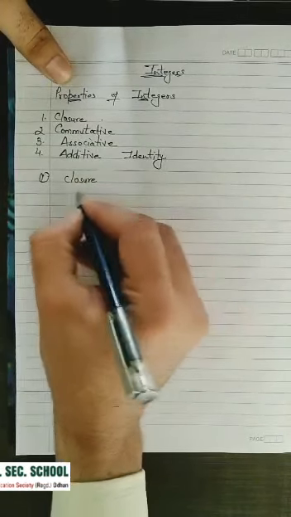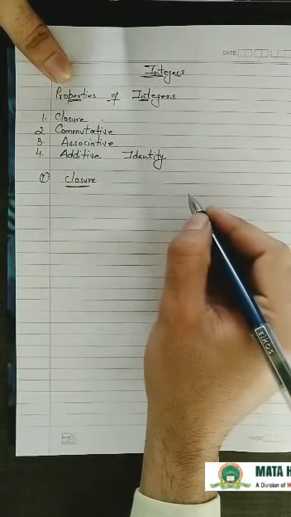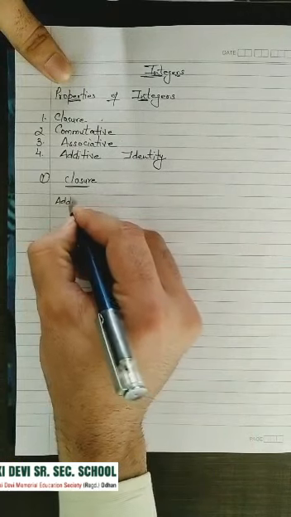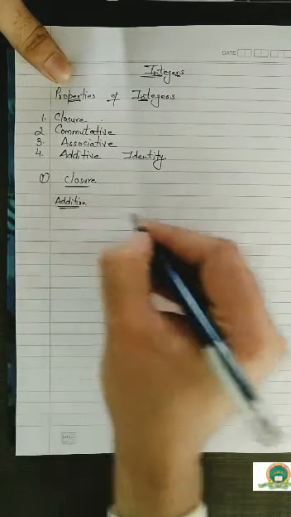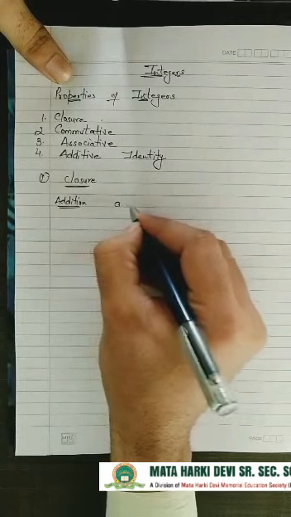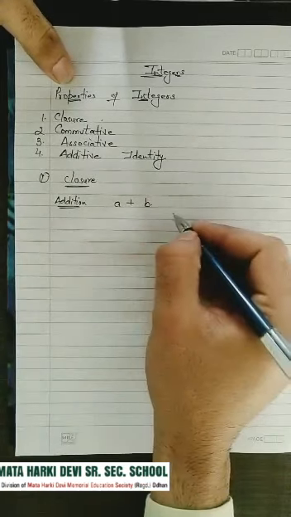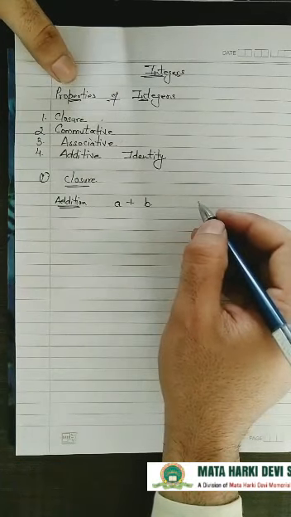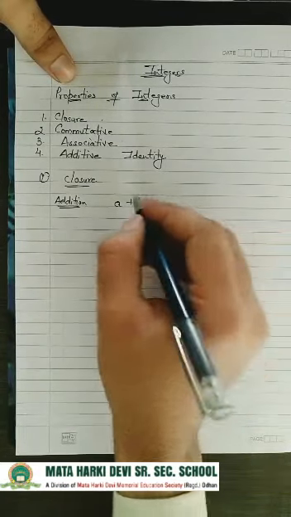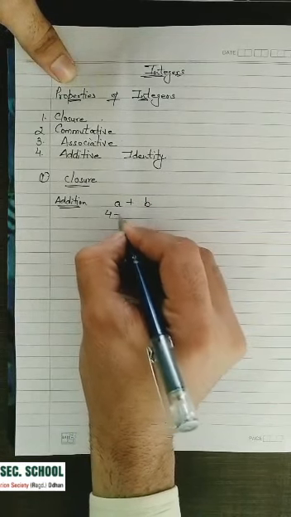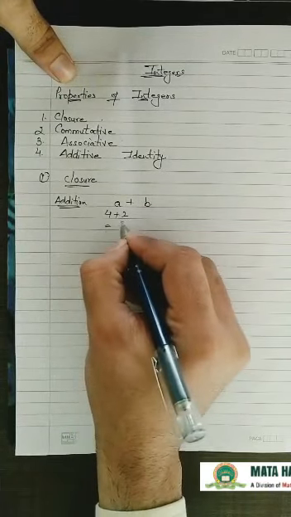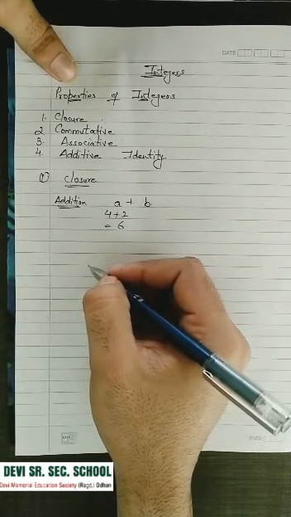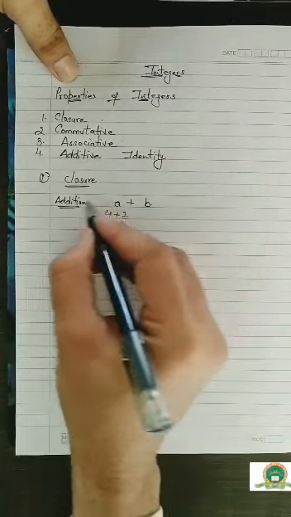So this property basically depends on the result. So for addition, let us check for addition. If I add two integers, what will be the result? Is it an integer or not? If the result is an integer, we can say this property is applicable for addition. For example, if I add 4 plus 2, the result is 6 and the result is an integer because 6 is an integer. So we can say this property is applicable for addition.